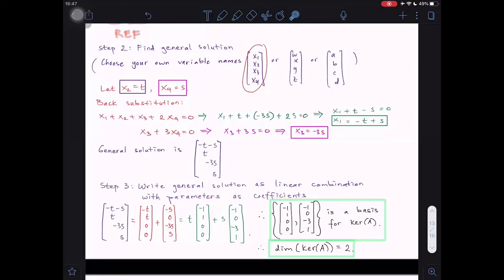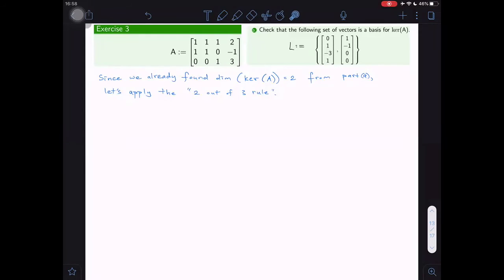Since we have seen a basis for the kernel of A with two vectors, we know that the dimension of the kernel of A is 2. For part B, I want to check that this set of vectors, called L, is a basis for the kernel of A.